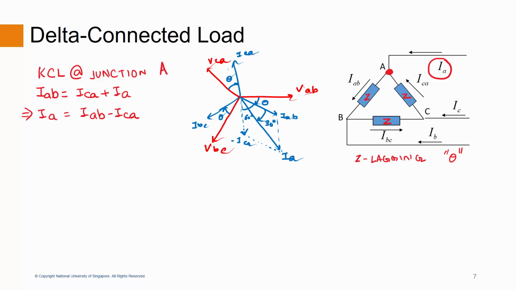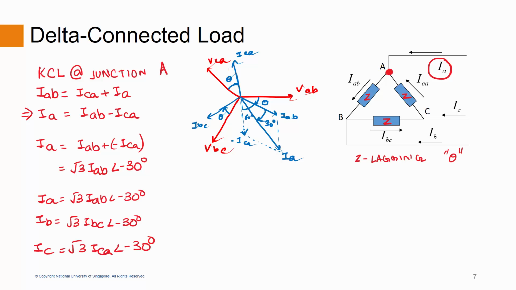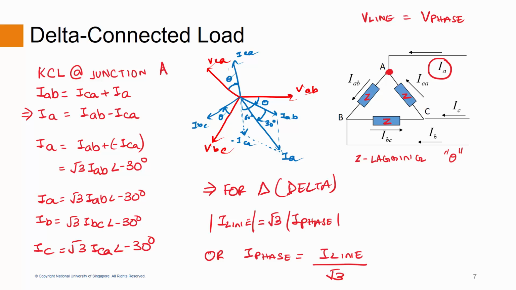We can find out IA as IAB minus ICA. This gives us a value of IA as root 3 times IAB at an angle of minus 30 degrees. Similarly, we can say that IB and IC are root 3 times IBC and ICA at an angle of minus 30 degrees respectively. We can thus conclude that the line current is root 3 times the phase current, or the phase current is the line current divided by root 3.